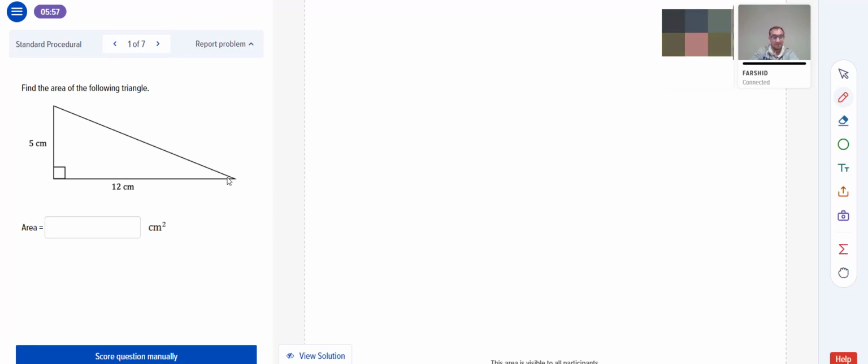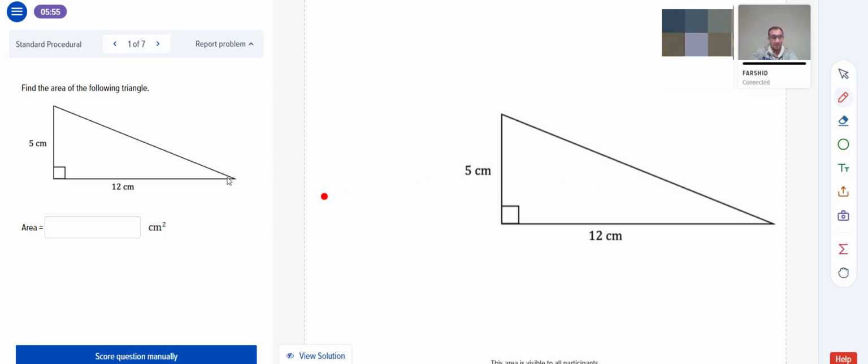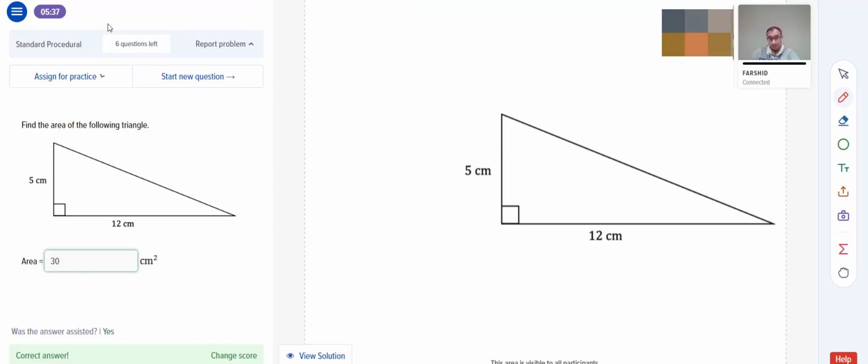Find the area of the following triangles. Basically, if I remember how to calculate the area of a triangle, you times them and then you divide it by 2, right? Yes. Okay, so that would be 60 divided by 2, which is 30, so that would be 30 centimeters squared.